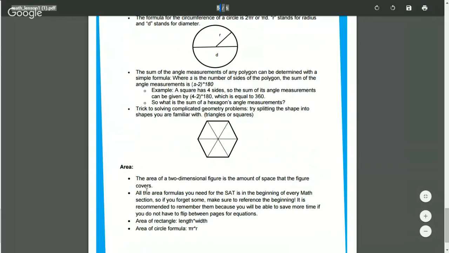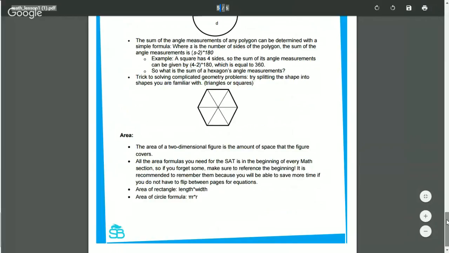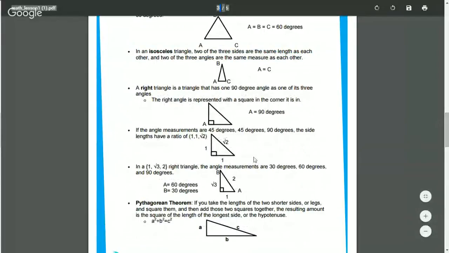All the area formulas you need for the SAT are at the beginning of every math section. As mentioned above, in every math section, you'll be given the formulas for area, perimeter, and also the special triangles, 45-45-90 and 30-60-90 triangles.